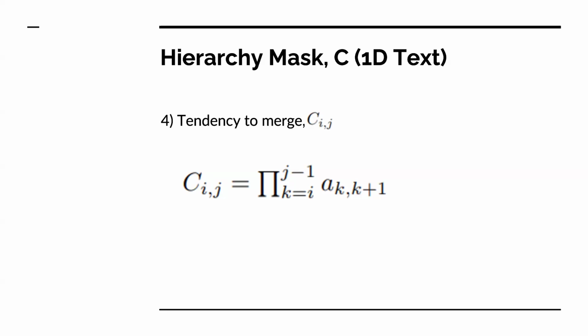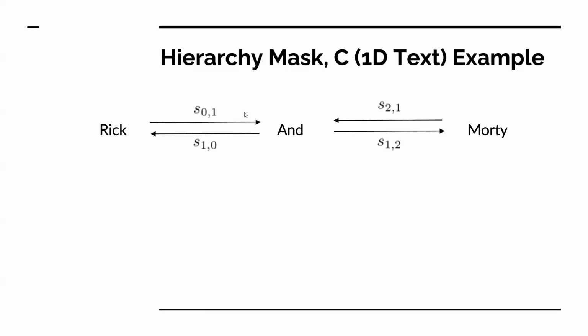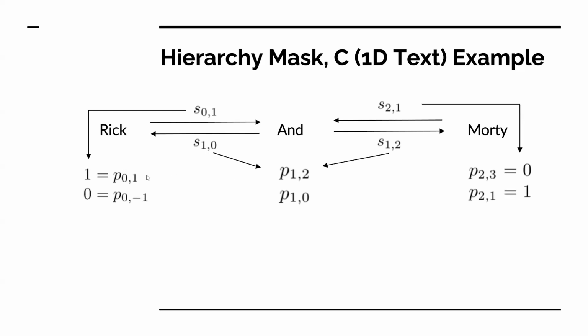So lastly, I'm going to show an example of how you compute a hierarchy mask for a 3 token text. So we got Rick and Morty right here. First things first, you compute the neighboring attention scores S01, S10, S12. Next, you're going to compute the softmaxes for each word, Rick and Morty. Notice that at the edge, some of these values are 0 and 1 because there's no neighbor to the left of Rick and there's no neighbor to the right of Morty, so it's going to be 0 and 1 automatically.